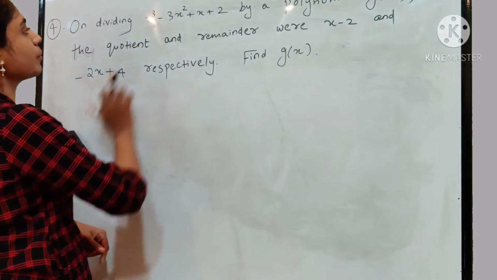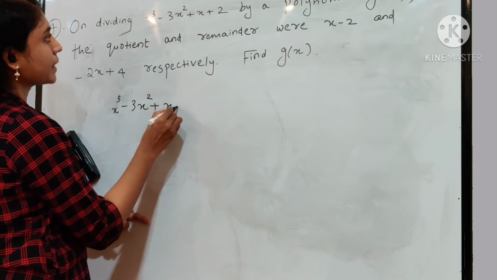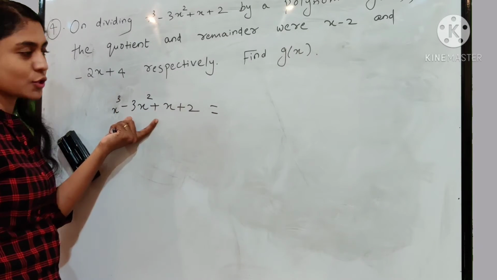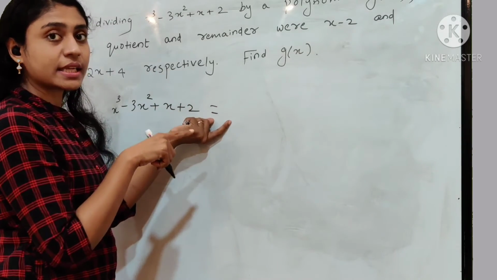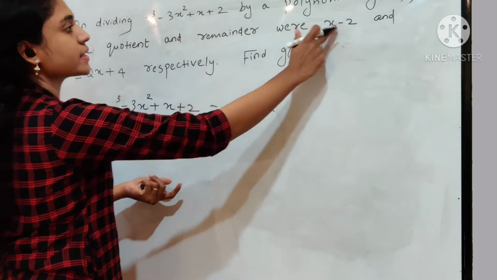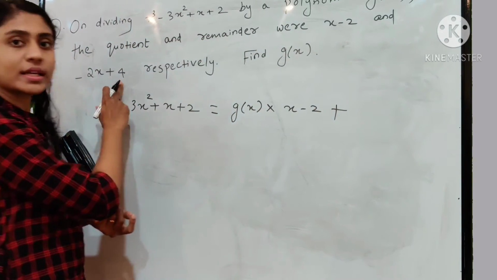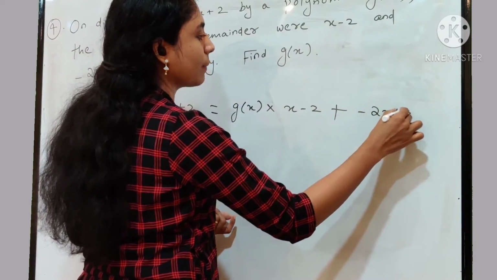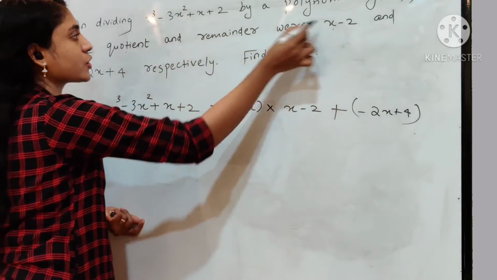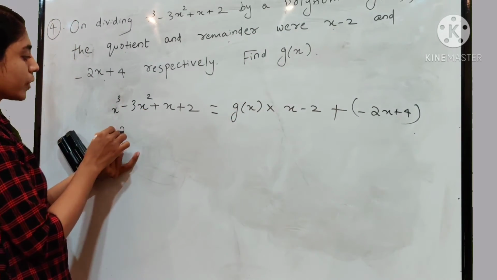Here the dividend p of x, the polynomial, is x cube minus 3x square plus x plus 2. This is equal to the divisor, g of x, which we don't know, into the quotient x minus 2, plus the remainder minus 2x plus 4. Here it is given to us respectively. That means the quotient is x minus 2 and the remainder is minus 2x plus 4. So, how do we find g of x?